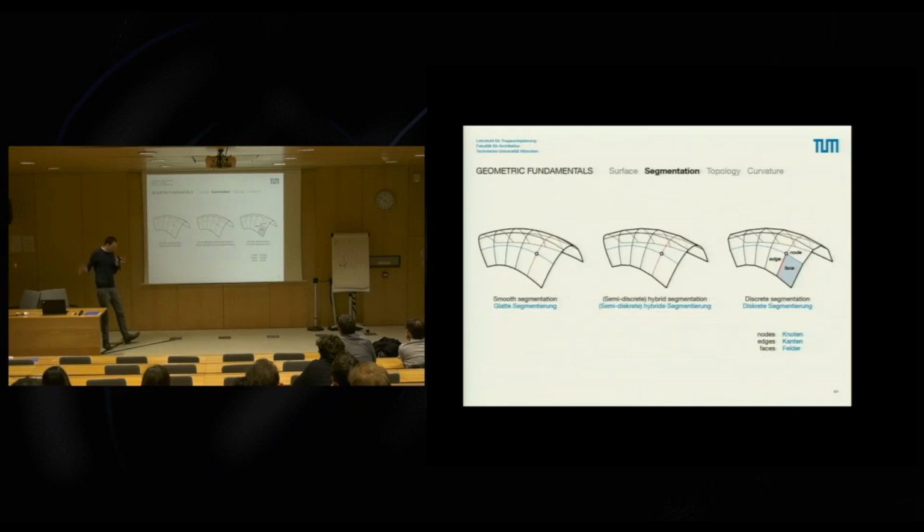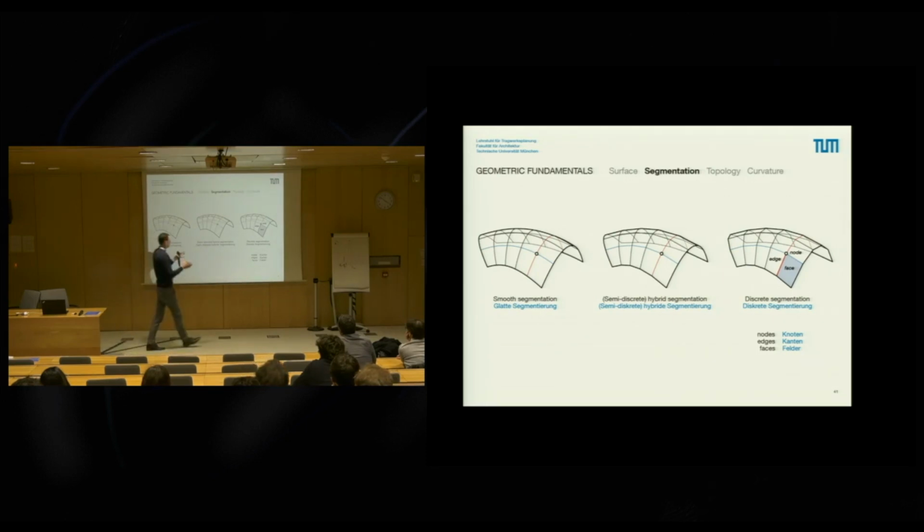Now, I have any of these freeform surfaces, and then I chop them up, as I said. And there is a very important distinction to make. I can chop them up by drawing a curve on the surface. You can imagine a balloon and taking a pen and drawing on top of that continuously curved surface, and then I get a smooth segmentation.